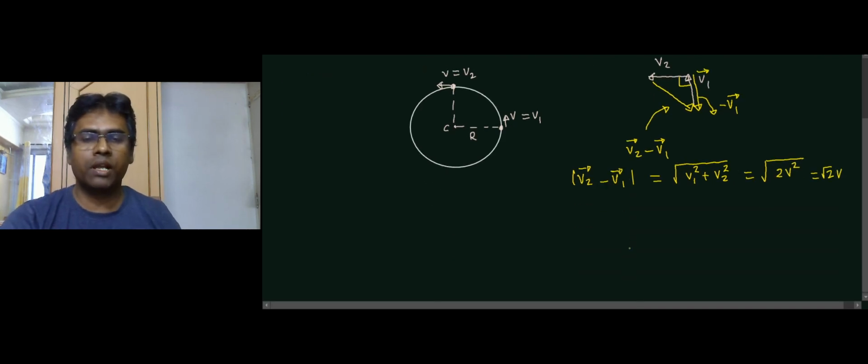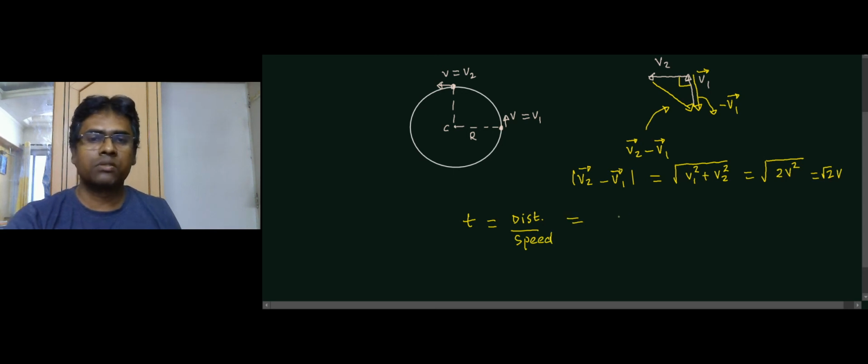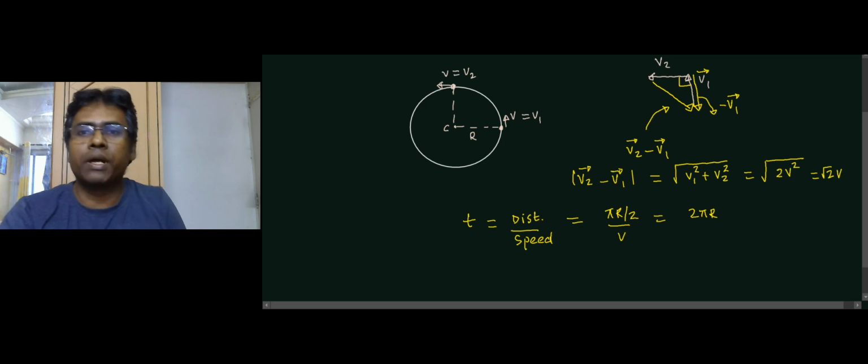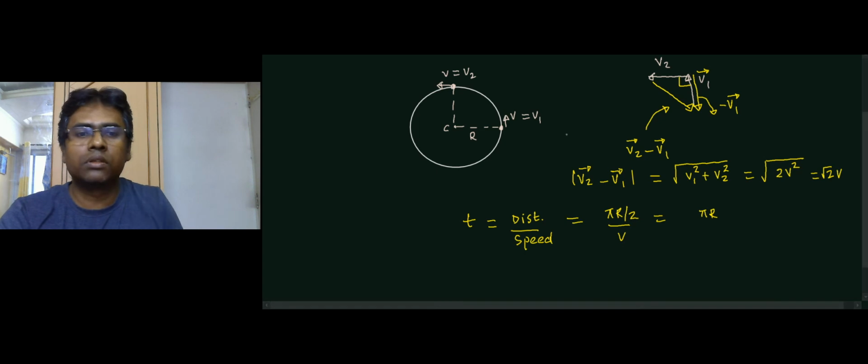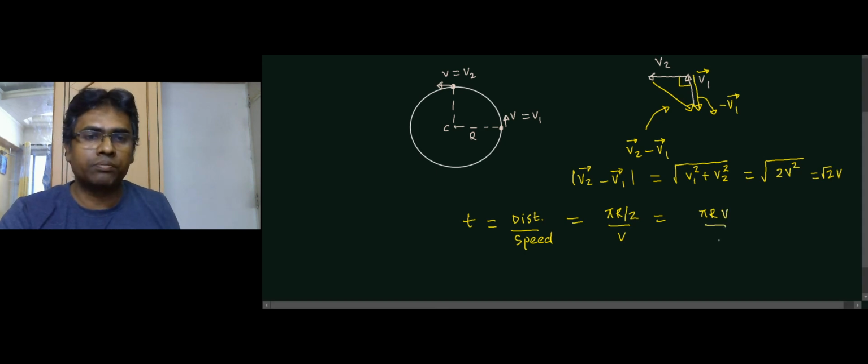And then how do we get the time taken by the particle to go from the initial position to the final position? The time is distance by speed. What is the distance covered by the particle? It is a quarter of a circle. The circumference is 2 pi r, so we take 1/4 of that, that is pi r by 2, and then divide by v.